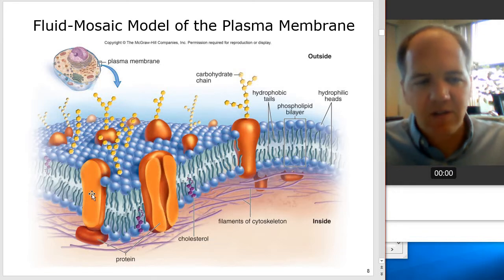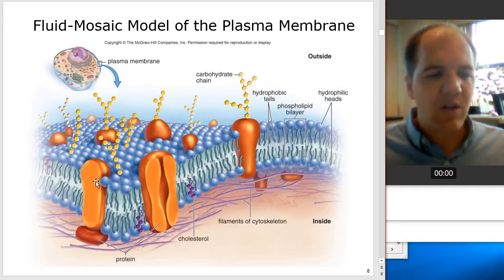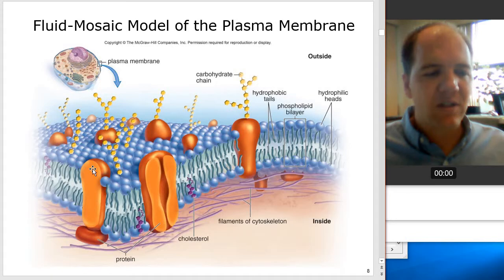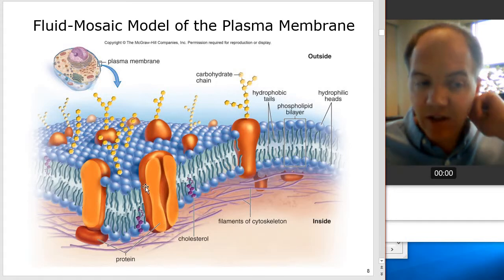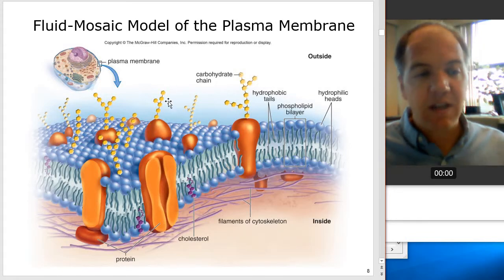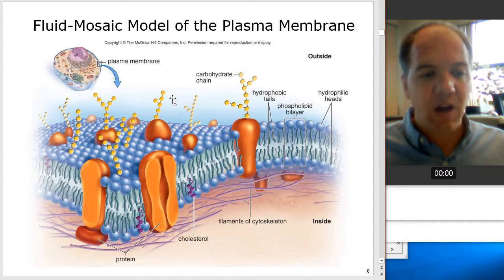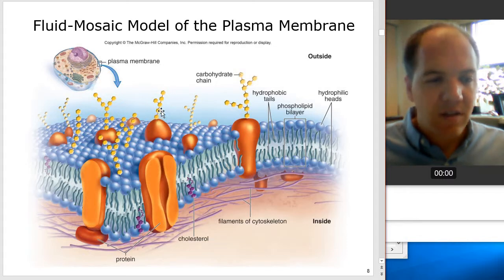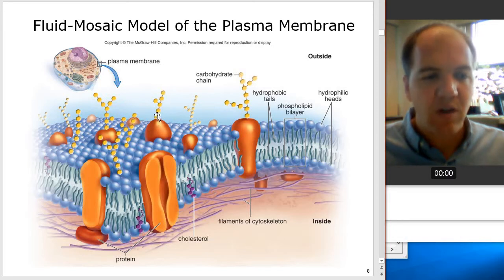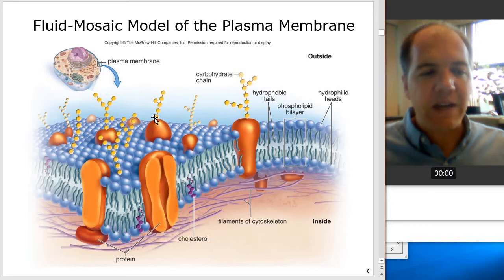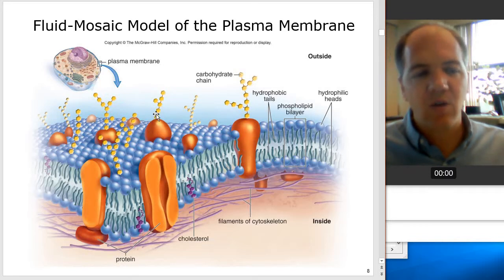They can be kind of like docks for signals that need to go inside the cell. So this one doesn't have a hole through it, but things could attach to this protein and send signals into the cell. There are other proteins that have these carbohydrate chains. See these little hexagons, these chains of hexagons. Those hexagons are glucose. So these are carbohydrate chains, and their job is to identify what the cell is.